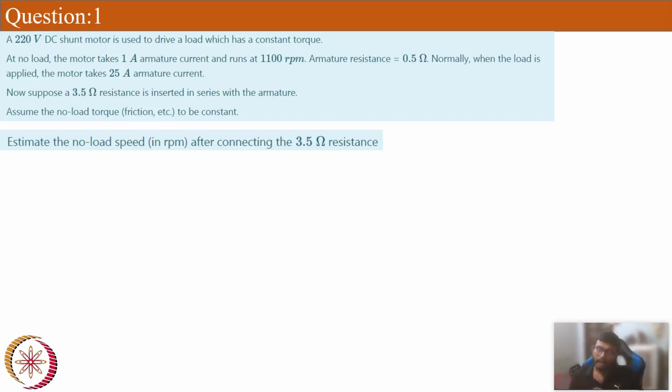Now the second condition, when the load is applied, the motor takes 25 amps of armature current. Of course, when there is a load to drive, the motor needs to draw more armature current from the supply. So 25 amps of armature current is drawn by the motor to drive that particular load. Here comes the main part of the question. They are saying that suppose a 3.5 ohms resistance is inserted in series with the armature.